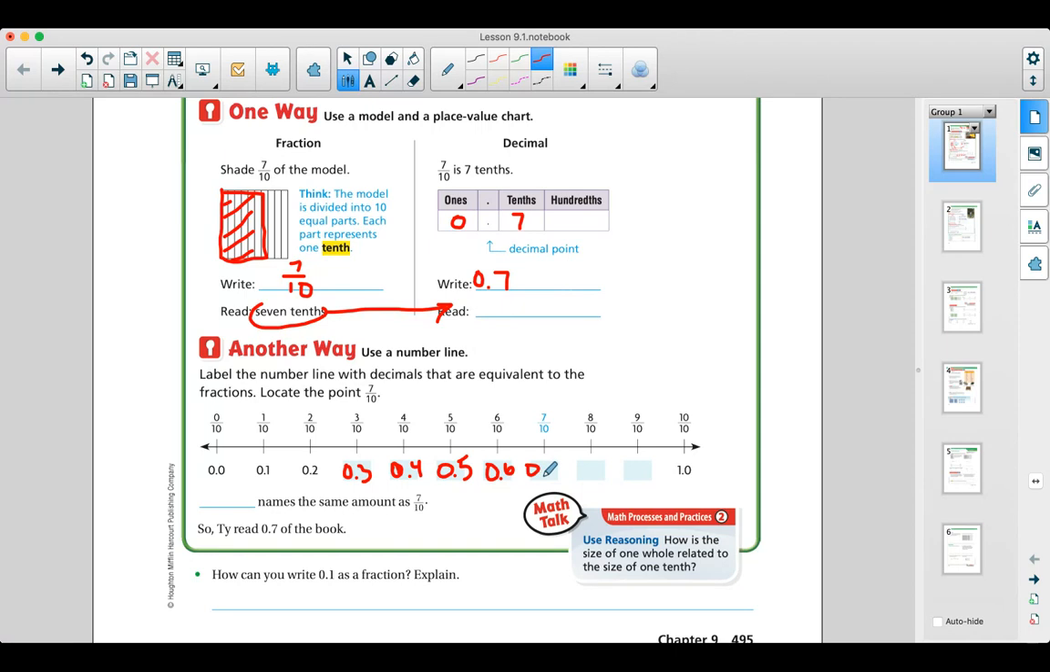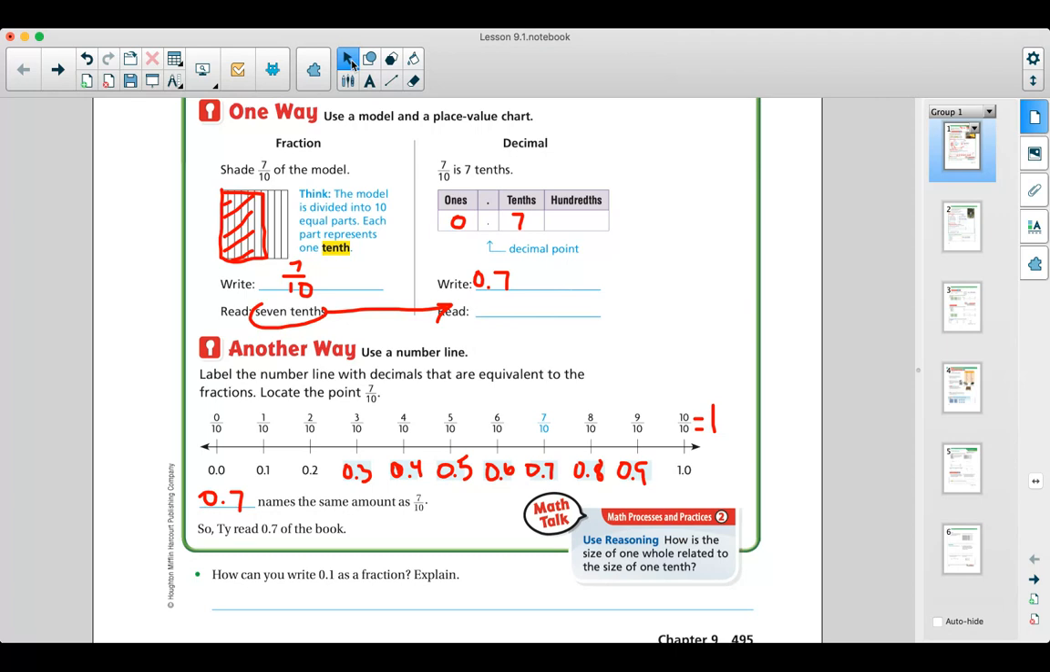6/10, 0.6. 7/10, 0.7, 8/10, 0.8, 9/10, 0.9. 10/10 is written as 1 because we know 10/10 is equal to 1. When your numerator and your denominator are the same number, it equals 1. So 0.7 names the same amount as 7/10.